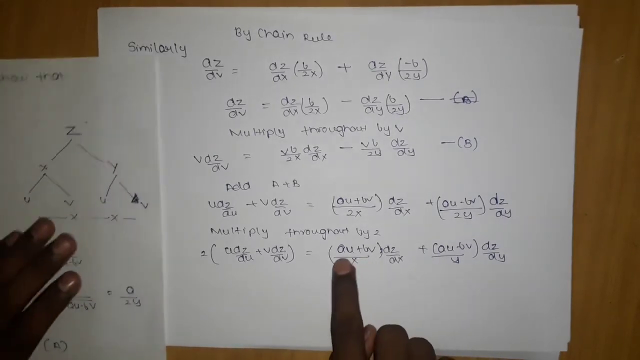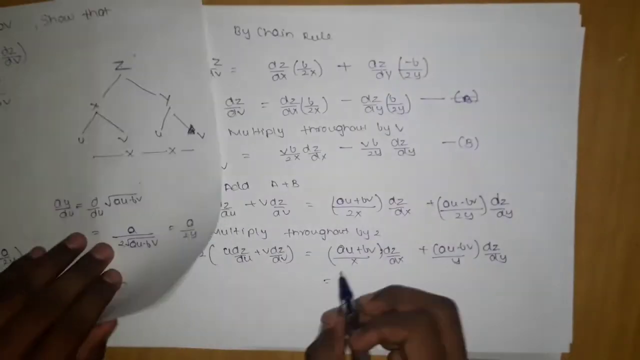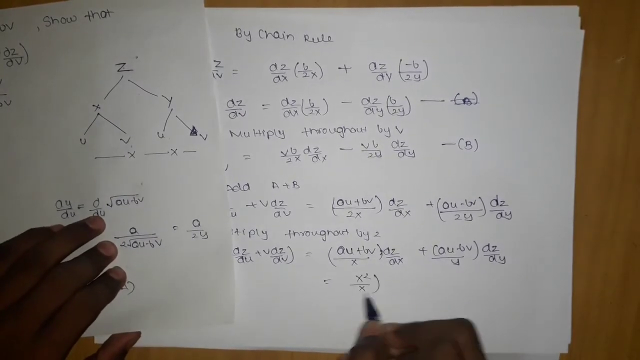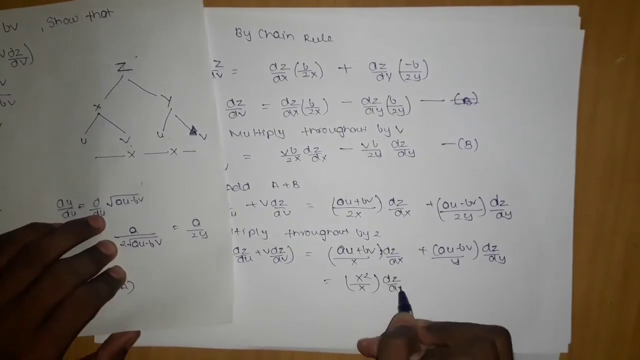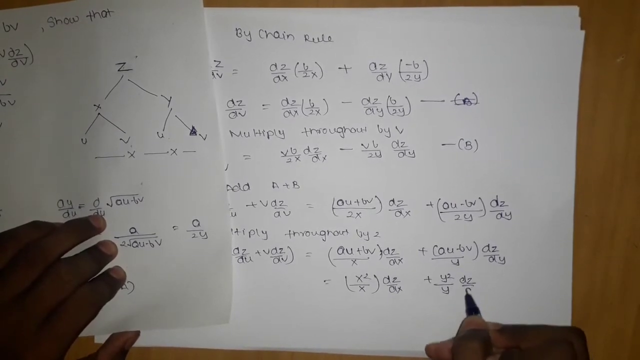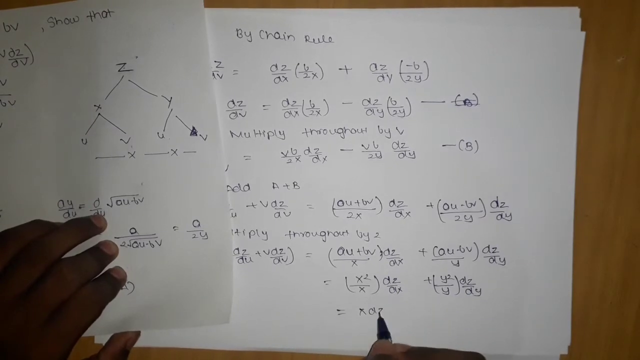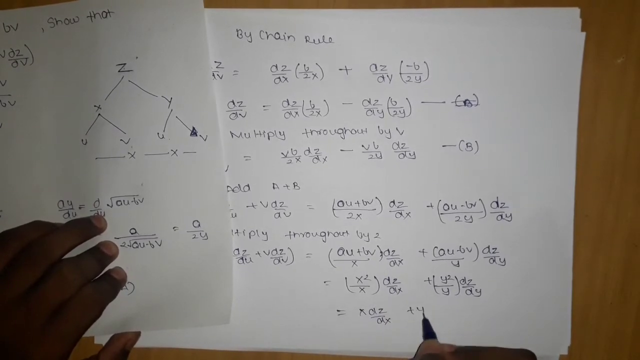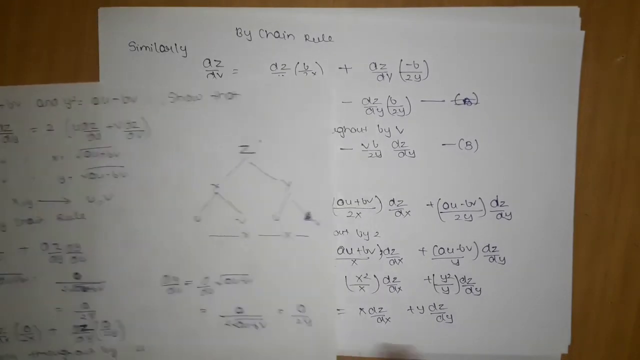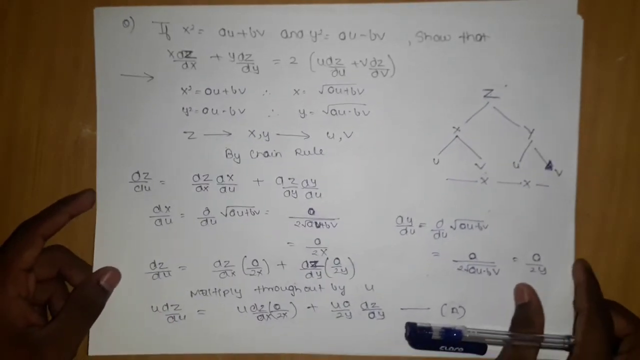Now you can clearly see au plus bv is nothing but x square. So I will substitute. Similarly, au minus bv is y square. So if I substitute, x square by x into dou z by dou x plus y square by y into dou z by dou y, you can say this will cancel out. I'm getting x dou z by dou x and y dou z by dou y. So we are done with this problem. Hope you have understood each and every step of this problem. Now let's move on to the next question.